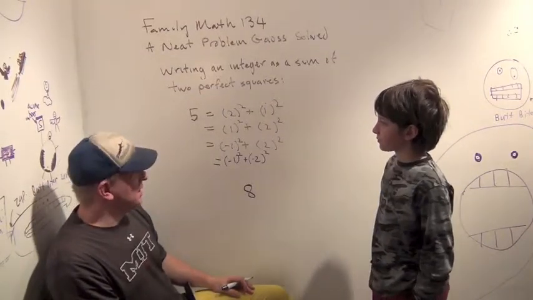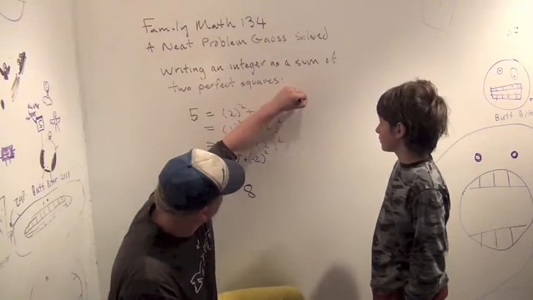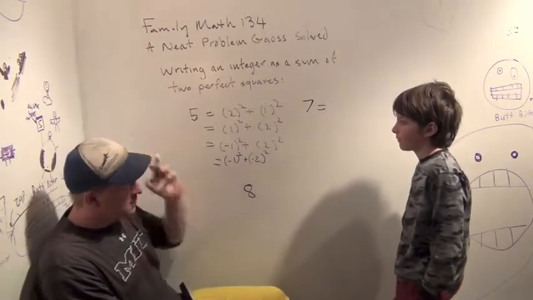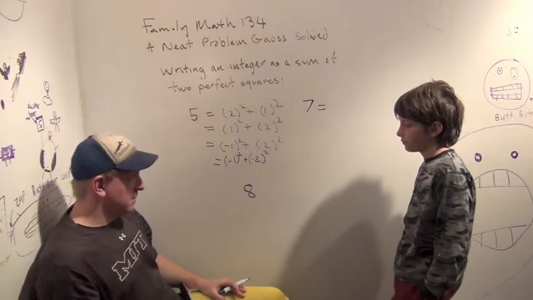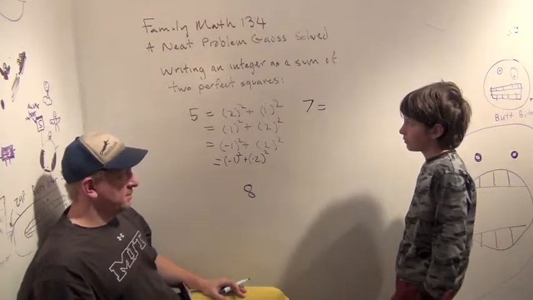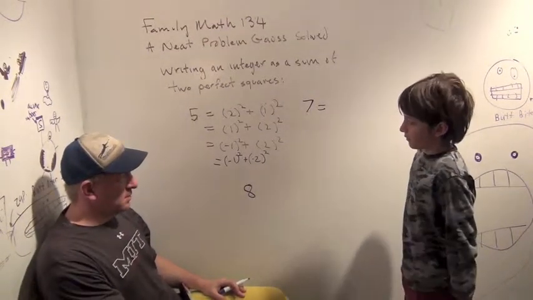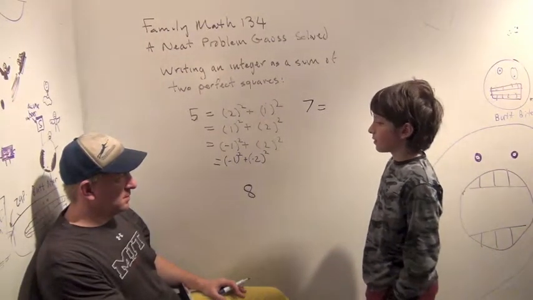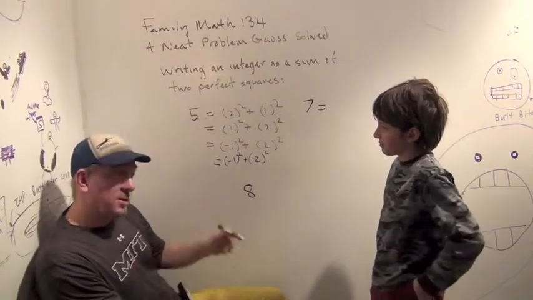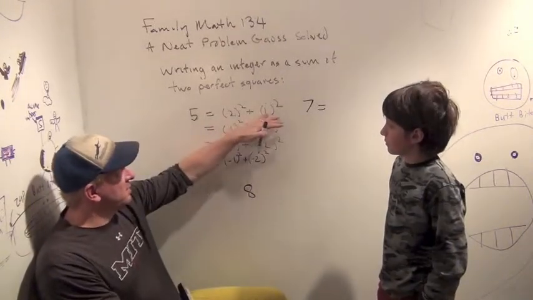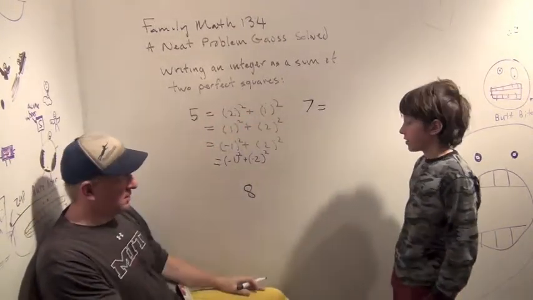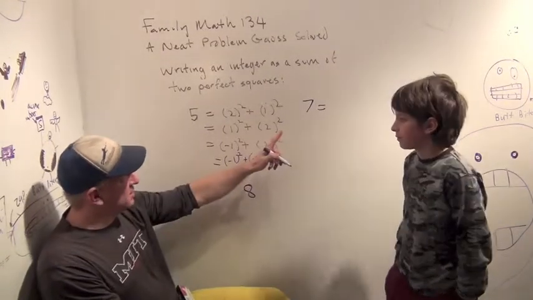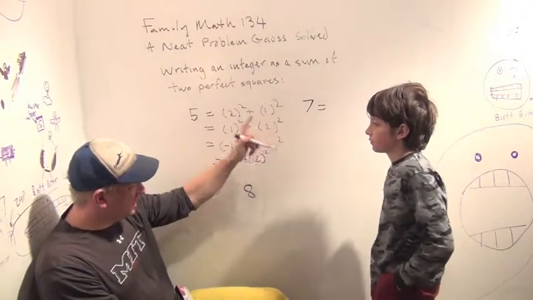For example, how about 7? Can you think of any way to write 7 as a sum of 2 perfect squares? Well, there's 2 squared plus the square root of 3 squared. Yeah, a perfect square, though, means an integer squared. So there's no way to do it. And that's the next thing I want to talk about.